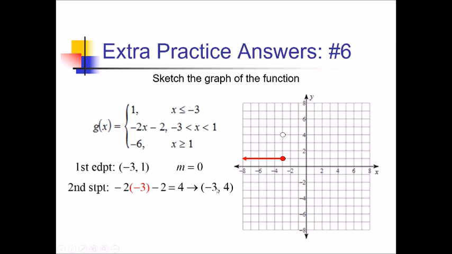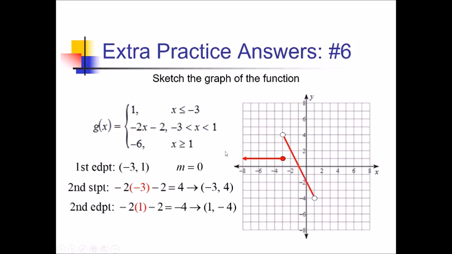And now to get the other point for this piece, I'm going to plug 1 into that second rule. That gives me negative 2 minus 2, which is negative 4. No equals, so again we have an open dot, this time at the point 1 comma negative 4. So that's going to be all the way, let's see, here's 1, here's down 4, right there, open dot. And then we'll just connect the dots there with a line.